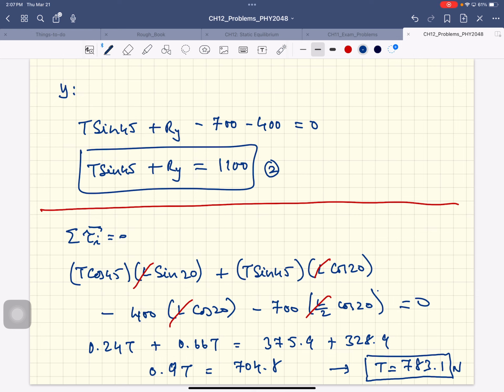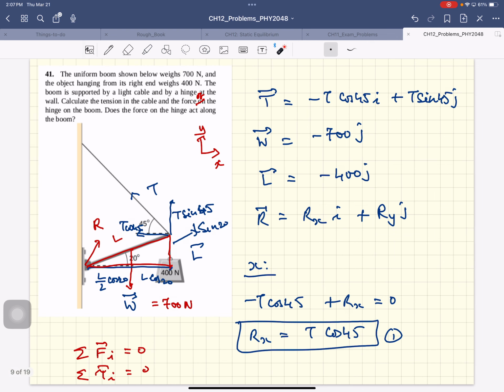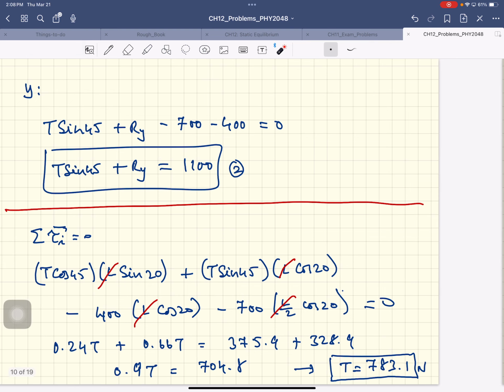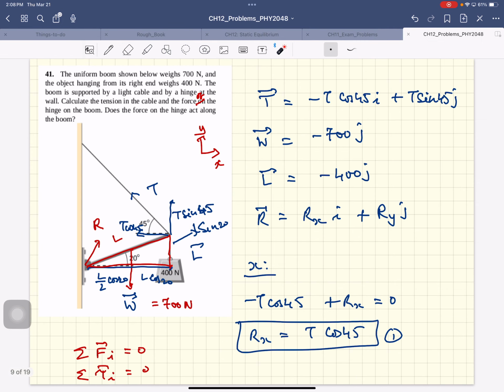So the tension in the cable is 783 newtons. So this was a profitable endeavor. See, 700 newtons plus 400 newtons is 1100 newtons. The cable is only 783 newtons. And now you can solve for Rx and Ry. Rx is T cosine 45.